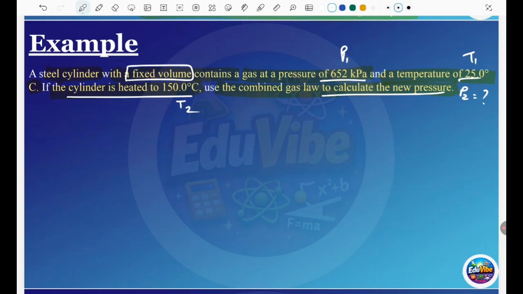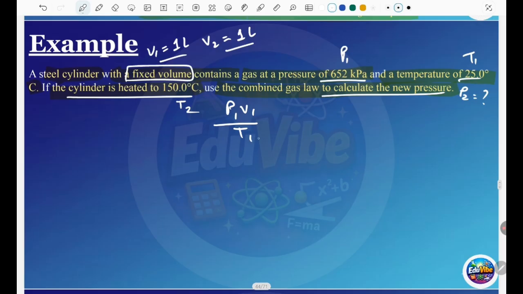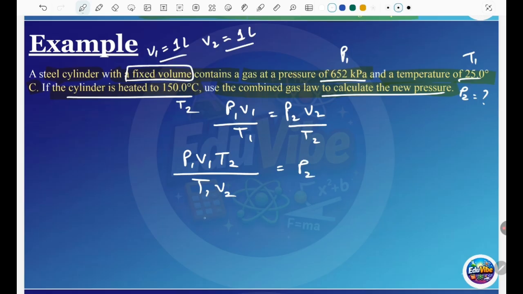If the volume is fixed, that means it is constant. So if V1 is 1 liter, V2 is also 1 liter. Now, what's the formula? P1 V1 over T1 equals P2 V2 over T2. What do we have to find? We have to find P2. So when you rearrange this, you get P2 equals P1 V1 T2 all multiplied, and V2 and T1 go to the denominator.